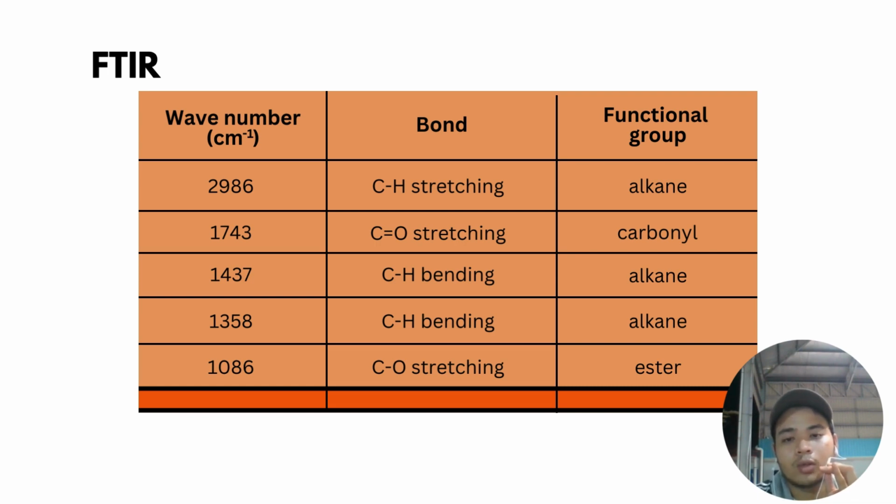And next is the 1743. It has a bonding C double bond O stretching that determines it has a functional group of carbonyl. And the last one is 1086. It has a C-O stretching bonding, which determines ester is the functional group.